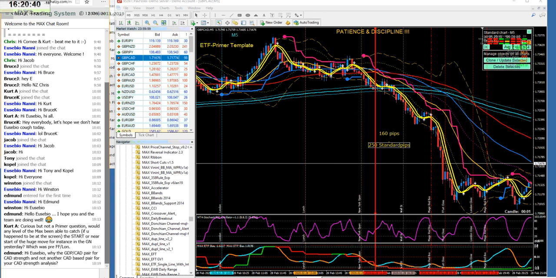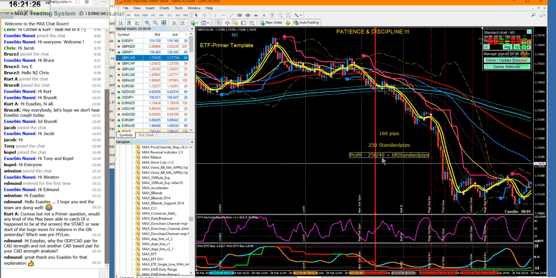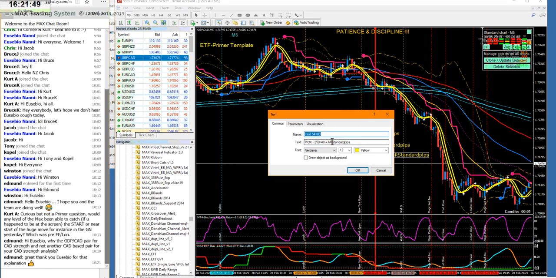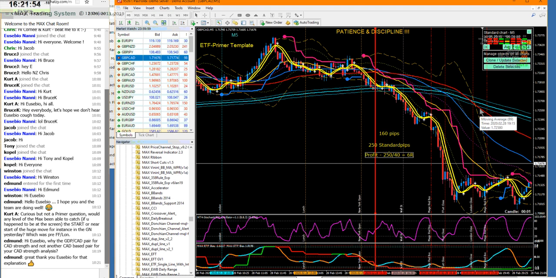Okay, so let me re-share the screen. What I've done is very rough. From an entry point down here somewhere, I'm not doing this exactly, up to here is around 20 pips. So your stop would have been up here. With a stop of 20 pips and making about 250 pips on the standard, you would have ended up with something like 6R. That's just back-of-the-envelope stuff.